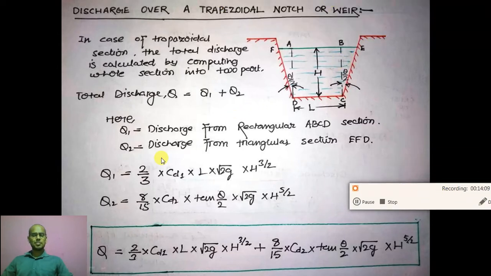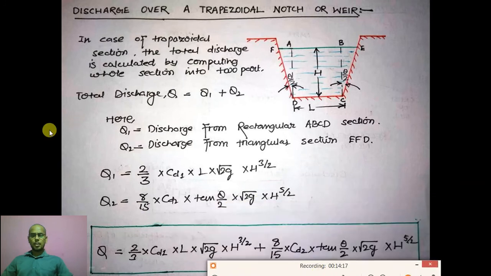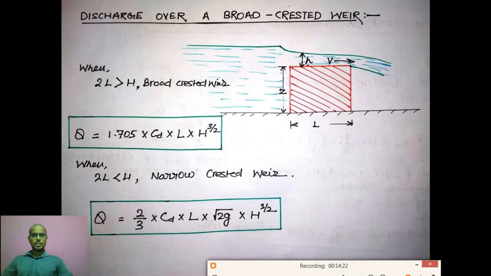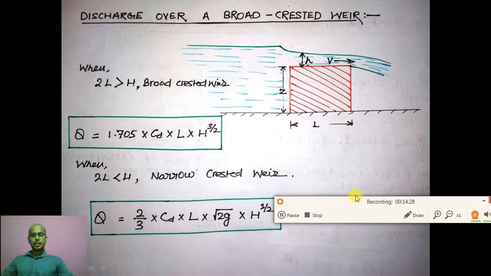Now we are going to discuss different types of weirs that we generally have. This is about discharge over a broad crested weir. As we have already studied in the last class, there are different types of weirs: spillway, narrow crested weir, broad crested weir. What is a broad crested weir, and what is a narrow crested weir? First of all we have to understand this, then we will go ahead with the formula, because the formula is very easy.